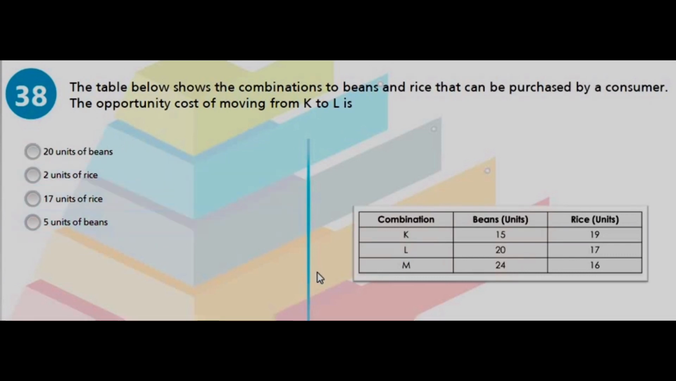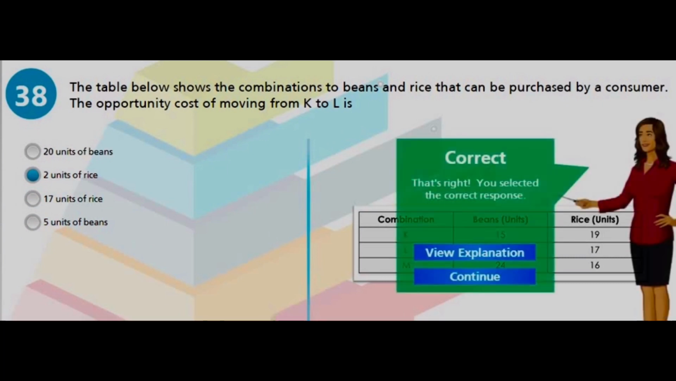Question 38. The table below shows the combinations of beans and rice that can be purchased by a consumer. The opportunity cost of moving from K to L is what? Is it 20 units of beans, which is A, B. 2 units of rice, C. 7 units of rice, D. 5 units of rice? The right answer is 2 units of rice. The opportunity cost of moving from K to L is the sacrifice of 2 units of rice in order to get extra 5 units of beans. So that's why I picked B.